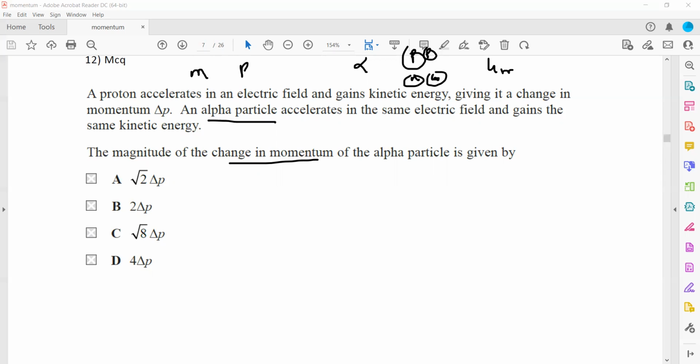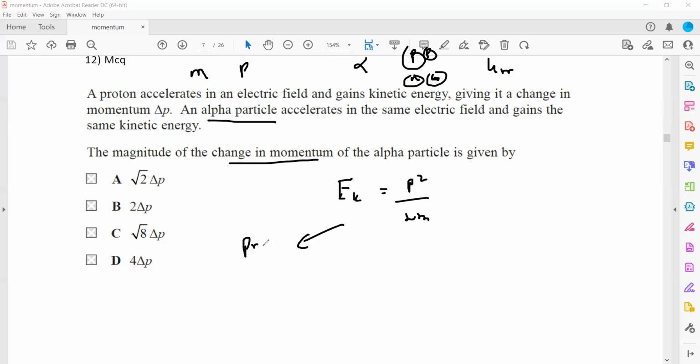So we can work out, again with the same formula, that kinetic energy is equal to p squared over 2m, or under root. They already mentioned that they gain the same kinetic energy. The kinetic energy is the same for the alpha particle, and you can compare with the mass directly, or you can also use the equation: the formula is Ek equals p squared over 2m.